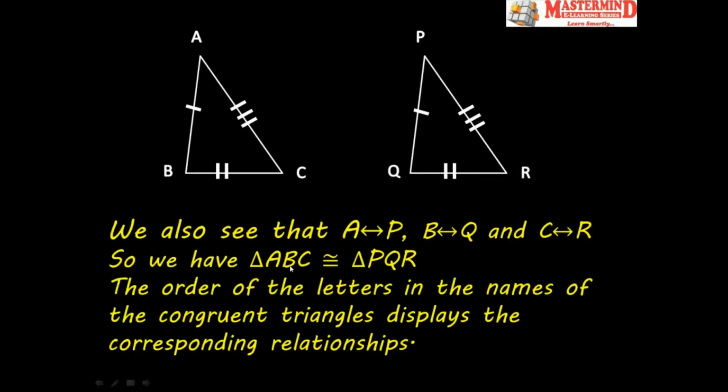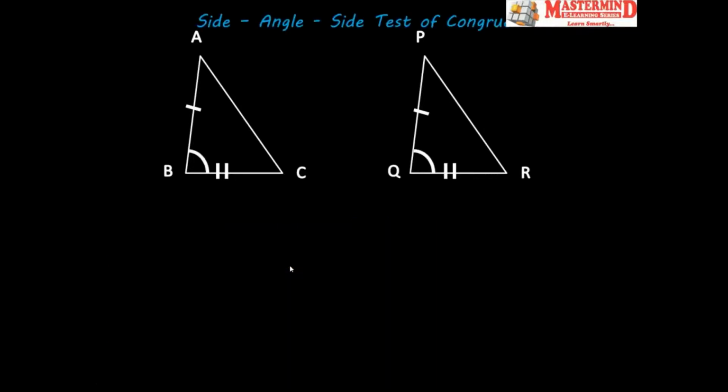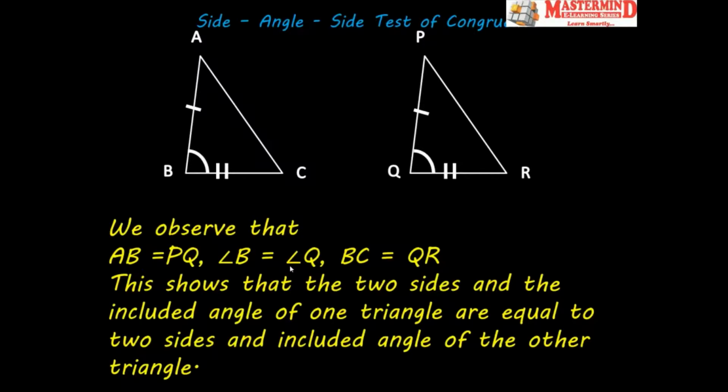So now let us see the next test of congruence. The side-angle-side test of congruence. Now look at these two triangles here. Triangle ABC and triangle PQR. We observe that AB is equal to PQ because you can see the same marking over here in both of these triangles. And then angle B is equal to angle Q.